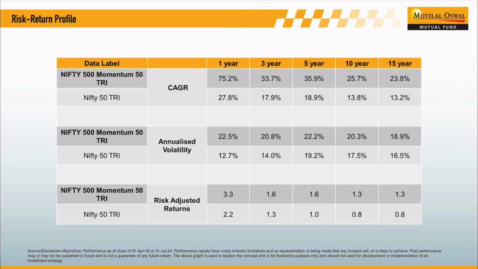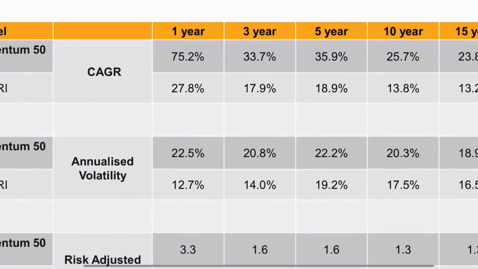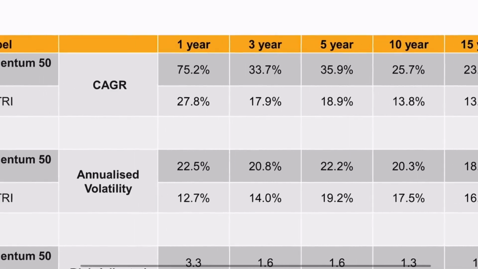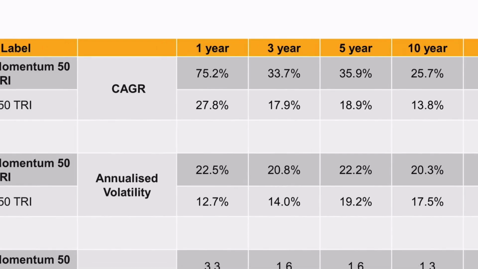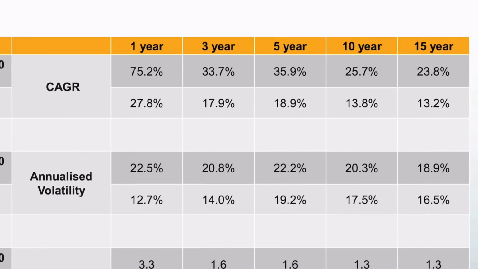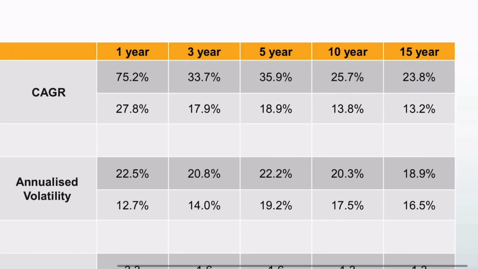Now let us check the risk return profile of Nifty 500 Momentum 50 and Nifty 50. In 1 year, Nifty 500 Momentum 50 total return index gave 75.22%, while Nifty 50 was able to give 28% return. In 3 years, 33% versus 17%. In 5 years, 36% versus 19%. In 10 years, the momentum index gave almost 26% return, and Nifty 50 gave 14% return. And in the 15-year period, the Momentum Index Fund gave 23.8%, while Nifty 50 gave 13.2% return.